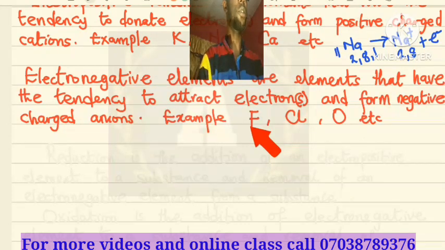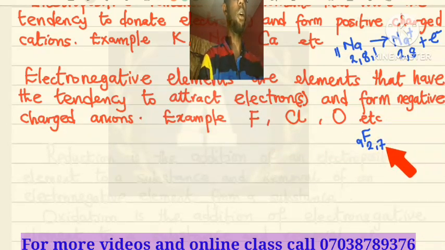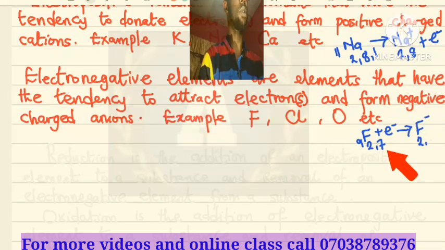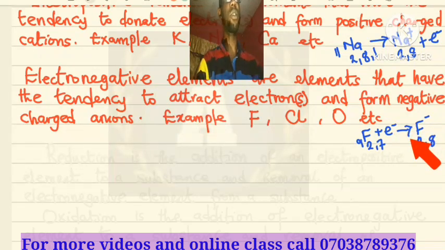Now, let's look, for instance, at fluorine. Fluorine has an atomic number of 9, and its electron configuration is 2,7. For it to attain the octet configuration, it needs one electron. So it is going to attract an electron toward itself, and it forms F−, which is now 2,8. So it has formed a negative charge. It is the most electronegative element, fluorine. It has a tendency to attract electron toward itself.